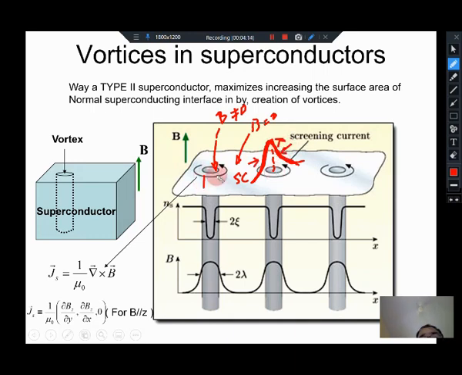So the normal core will have a size of twice xi, and the magnetic field will be spread out over a distance which is much greater than xi, because lambda for a type 2 superconductor is greater than xi. So the magnetic field will be spread out over a wider region. The superconducting coherence length xi is of the order of 10 nanometers, whereas lambda is of the order of a few hundred nanometers in type 2 superconductors.